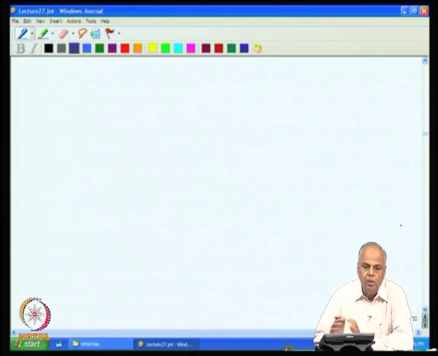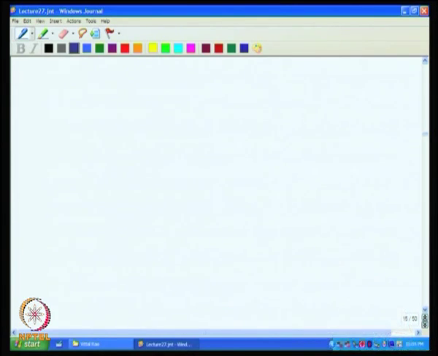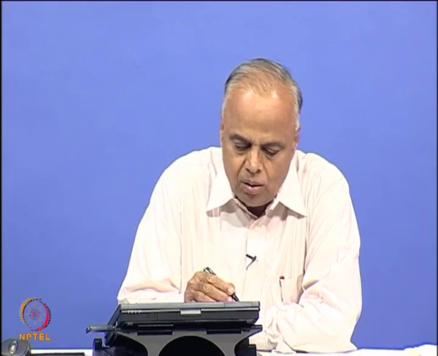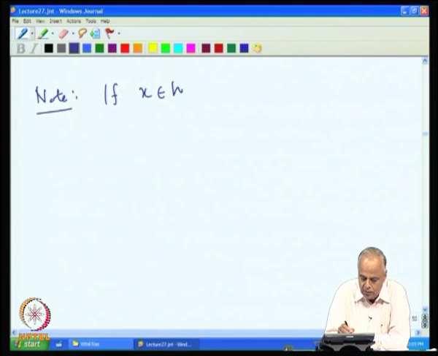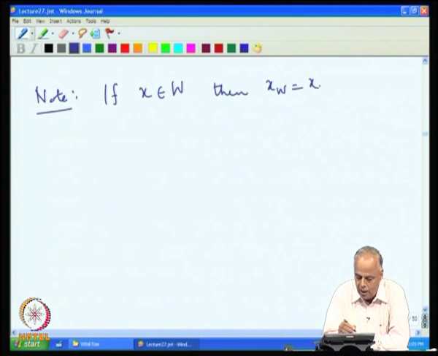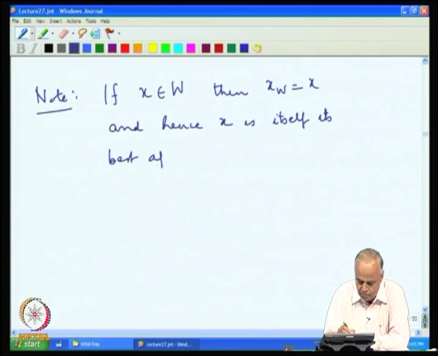So, thus now we know how to approximate a vector from a subspace. Note, if x is in W, then it is itself its best approximation. If you project x onto W, you get x itself, then x_W equals x, and hence x is itself its best approximant from W, naturally, because it is already in W.